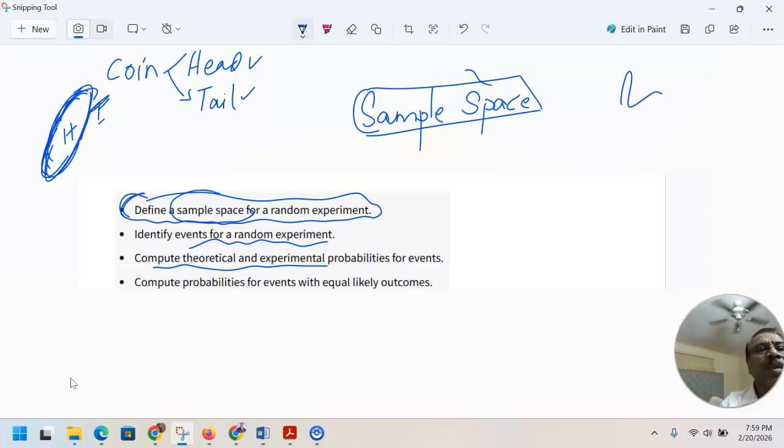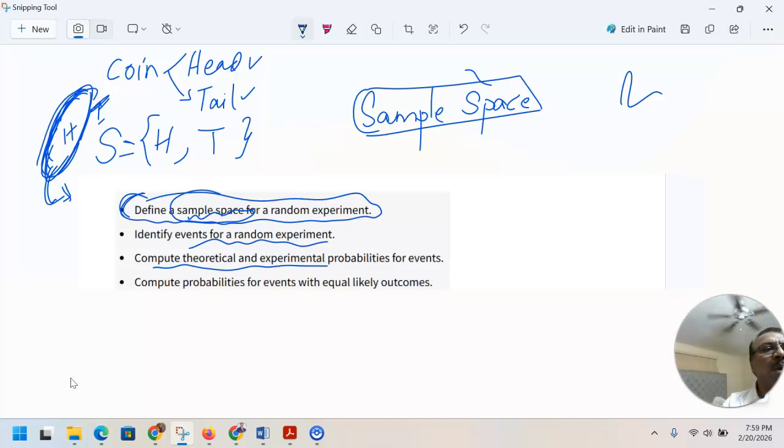So what does sample space basically mean? Tossing a coin, what are the possibilities? What are the options you have? When you toss a coin, you may get a head or you may get a tail. This is called the sample space, and we put braces here. It is written with an uppercase S. So whenever one coin is tossed, you have this sample space.